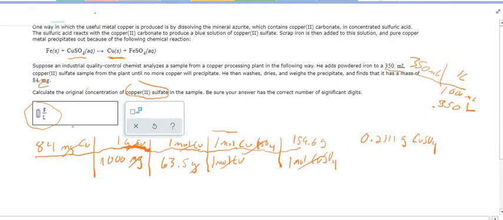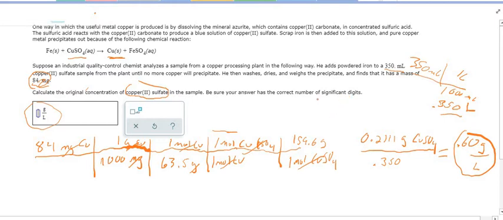It's asking me for this as a concentration, grams per liter. I had 350 milliliters, which I already converted to 0.350 liters. So if I divide by 0.350, I am left with 0.60 grams per liter. At least that's the math that I calculated. Assuming I didn't make any errors, that would be the answer. It has to have 2 sig figs because of my 2 sig figs right there.